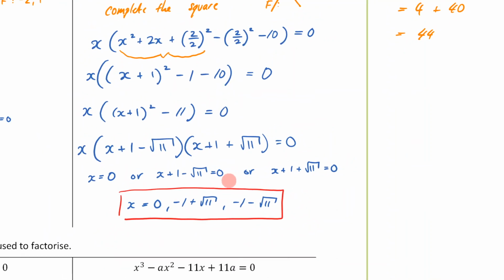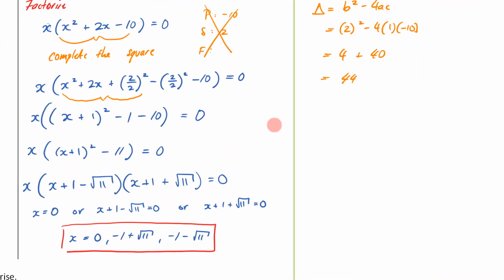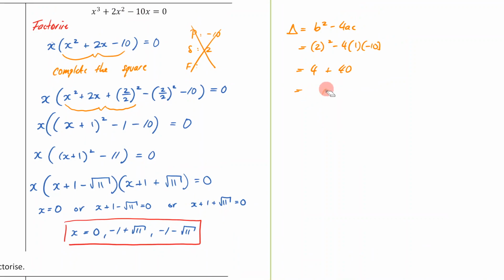If you wanted to, there is another way you can do it, and I can show you. So let's now come over here. The other way that you could approach this question, if you didn't want to complete the square, so this is option 1. The other way you could do it is your quadratic formula.